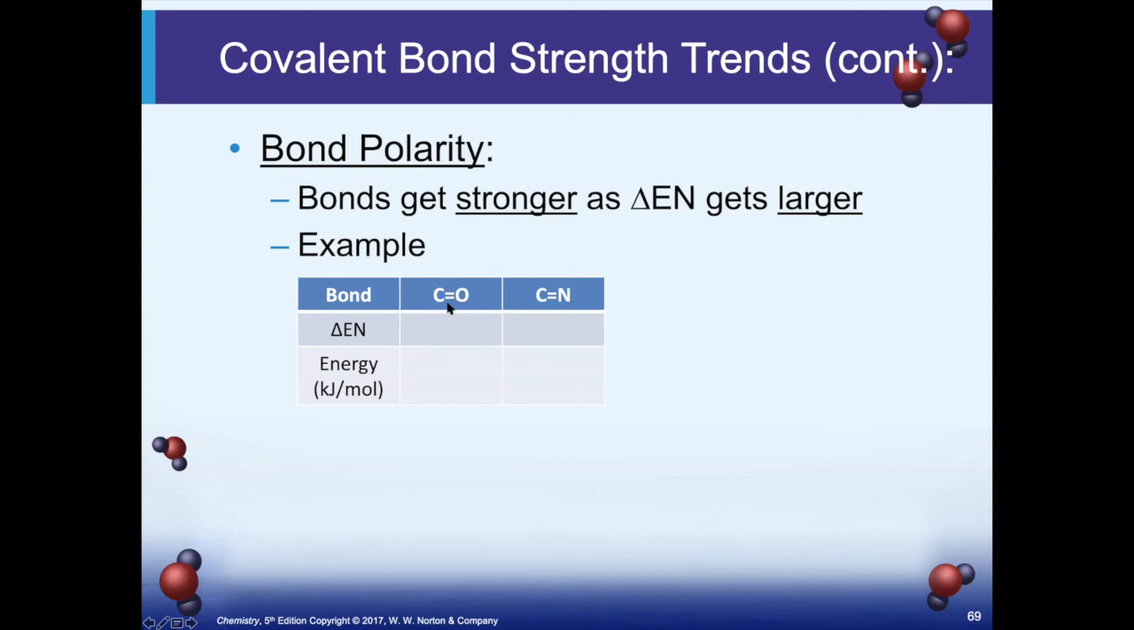For oxygen, it's 3.5, so that has an electronegativity value of 3.5, but then the carbon has a value of 2.5. So when you do that, the difference is 1, and you'll see that the difference for the carbon-nitrogen is only 0.5. And then I'm going to say, based on this trend, that because this difference is larger, this bond strength is going to be larger. And it is: 743 versus 615. So the larger the difference in electronegativity, or the more polar the bond is, the stronger the bond is.